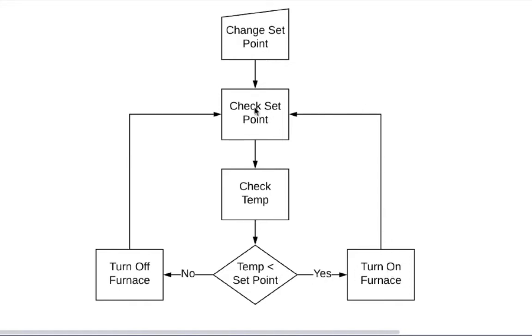And we'll check the set point. Well, it's still set to 62 like you had it before. Temperature is still 55, maybe it's 56 or 57. We're still going to have the furnace turned on. At a certain point, the furnace will have heated up the house. The set point will be 62, the house will be 63, and it'll say the temperature is not less than the set point, and it'll turn the furnace off. And it'll keep on checking.